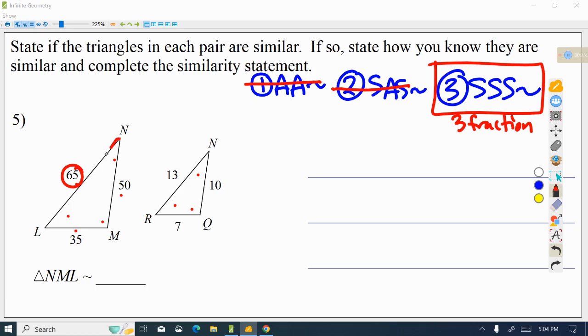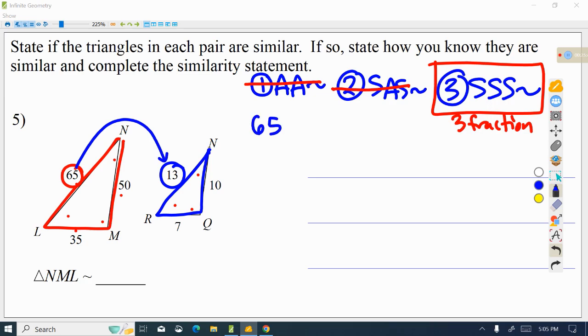So in this, we'll call this the red triangle, and let's call this other one the blue triangle. All right, what's the biggest side in the blue triangle? Well, in the blue triangle, the biggest side is 13. So what we have here is we can write 65 over 13. Okay, so if I write 65 over 13, we want to make sure everything else matches up the right way.